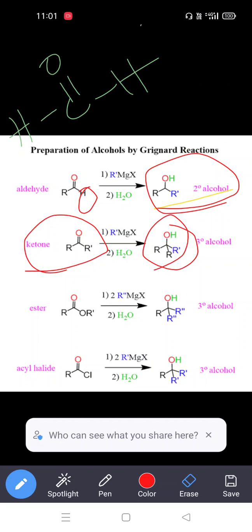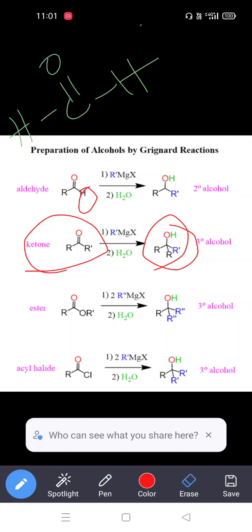In the case of aldehydes, reaction with RMgX prepares the secondary alcohol as the product. And ketone reaction with RMgX prepares the tertiary alcohol as the product. So this way we prepare primary, secondary and tertiary alcohols with the help of RMgX.